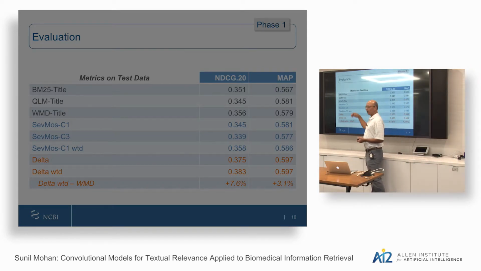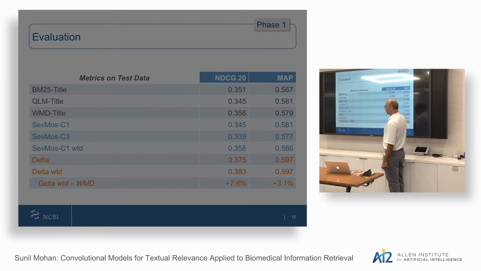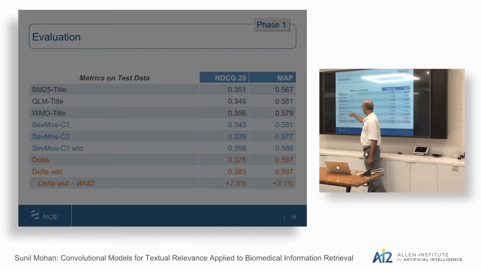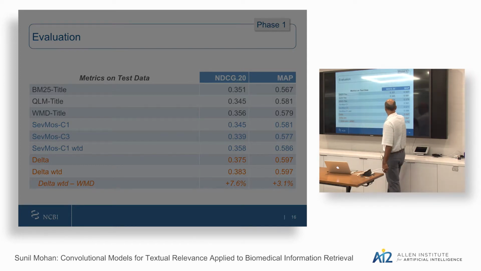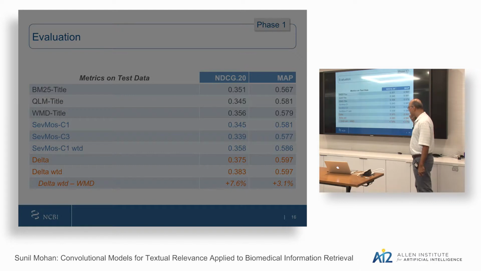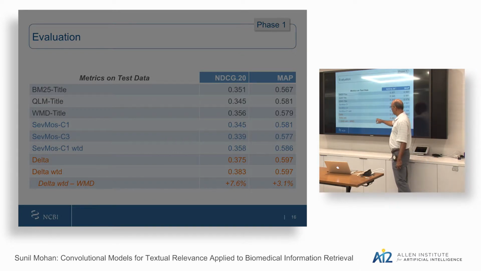So remember we talked about using a 3-stack convolution instead of a single convolution layer, so that's that. Didn't seem to help in SEVMOS. Then sample weighting, I tried both C1 and C3. C1 actually gave slightly better numbers, but again, not very interesting. With the delta models, things certainly look better. So this is without sample weighting and with sample weighting.